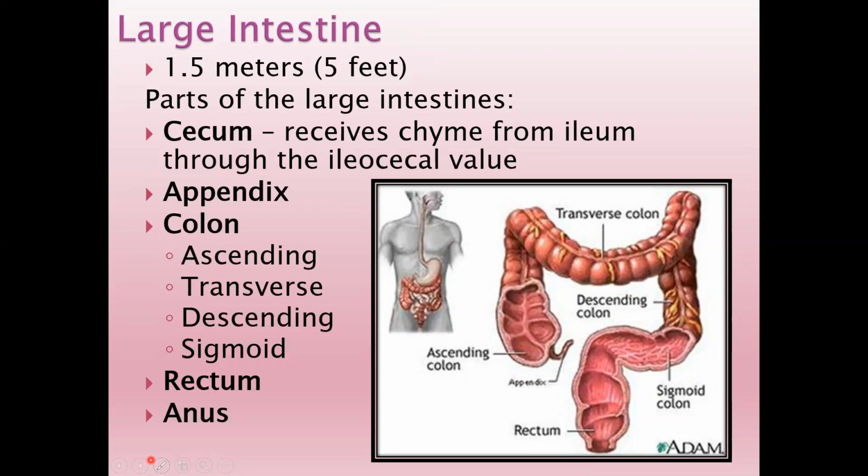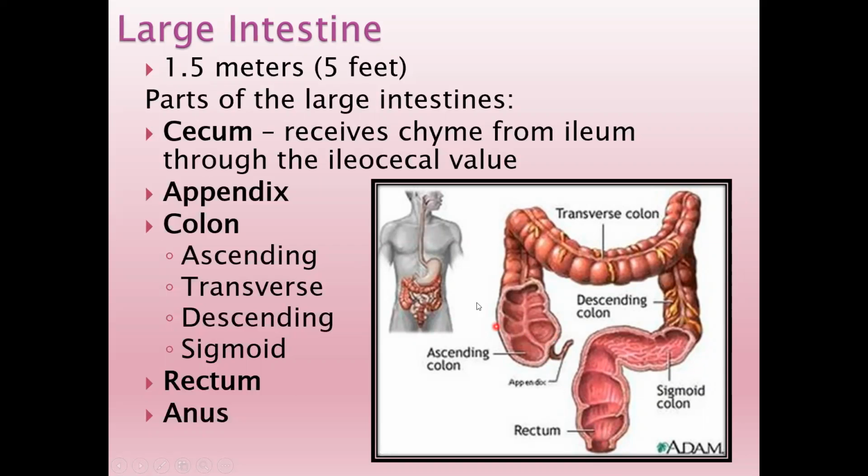The parts of the large intestines are the cecum. It doesn't have a picture here, but the cecum's down here, and it receives the chyme from the ileum through the ileocecal valve, which is not pictured here, but it's right around here. And then there's the appendix, which is really a vestigial organ, which means it doesn't do anything. It used to, I believe, be part of an infection control organ at one time, but it no longer is useful for a human. And then there's the ascending colon, transverse colon, descending colon. This is sigmoid, which we don't talk about too much, and then there's the rectum and the anus. And that's the large intestine.